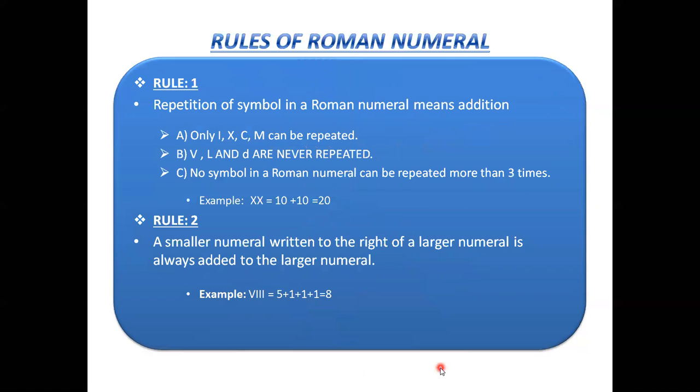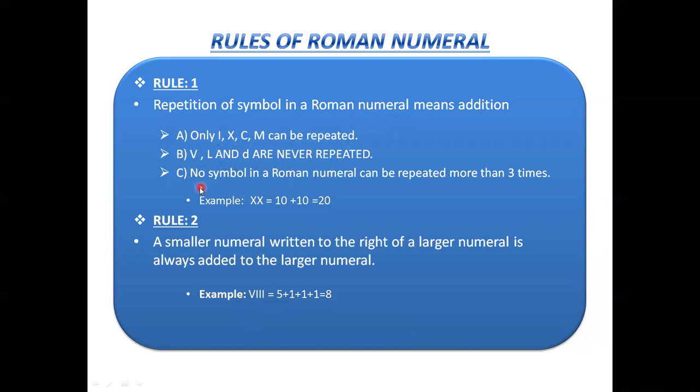Now we will see the rules of Roman numerals. Rule number 1. Repetition of a symbol in a Roman numeral means addition. If you are repeating the same numeral, it means addition. And is it possible to repeat everything? No. Only I, X, C, M can be repeated. It means V, L and D are never repeated. What are the symbols we can repeat? I, X, C, M only can be repeated. V, L and D are never repeated.